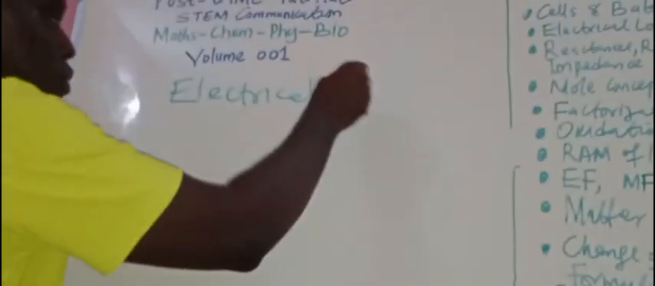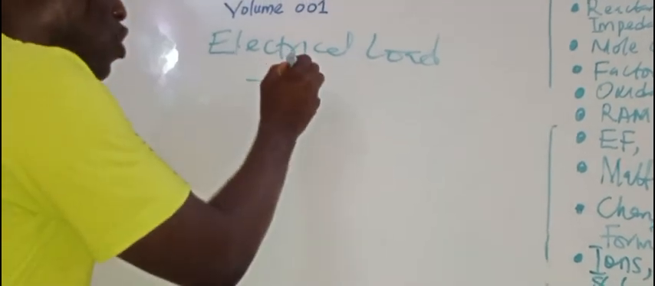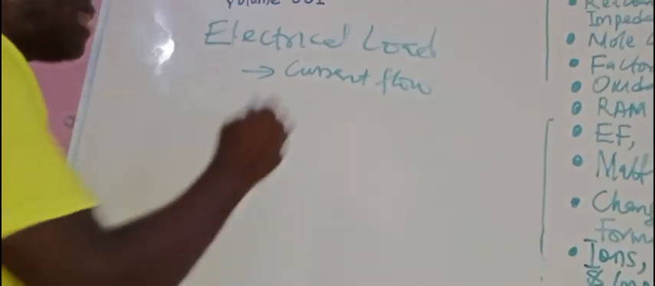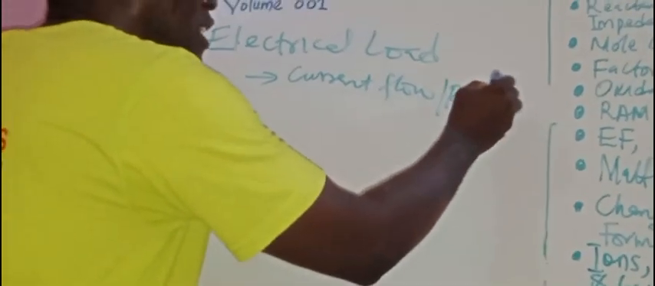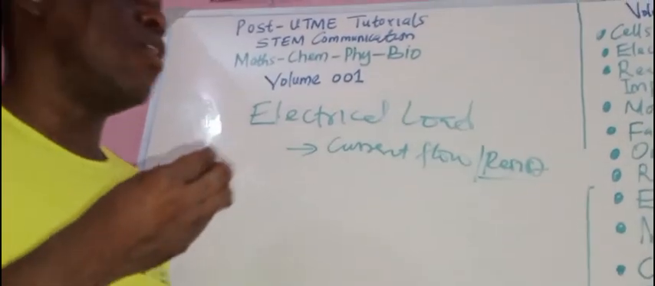Now when we talk about electrical load, we are talking about those things that respond or change to current flow, or that tend to resist. The response is in terms of resistance to current flow. Electrical load in this context has to do with every electrical appliance. Every gadget, every appliance that depends on current flow, electricity supply, is called an electrical load.